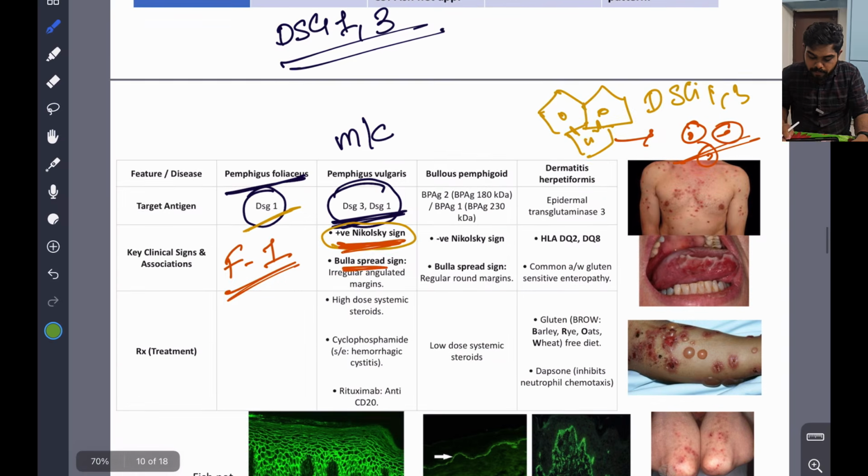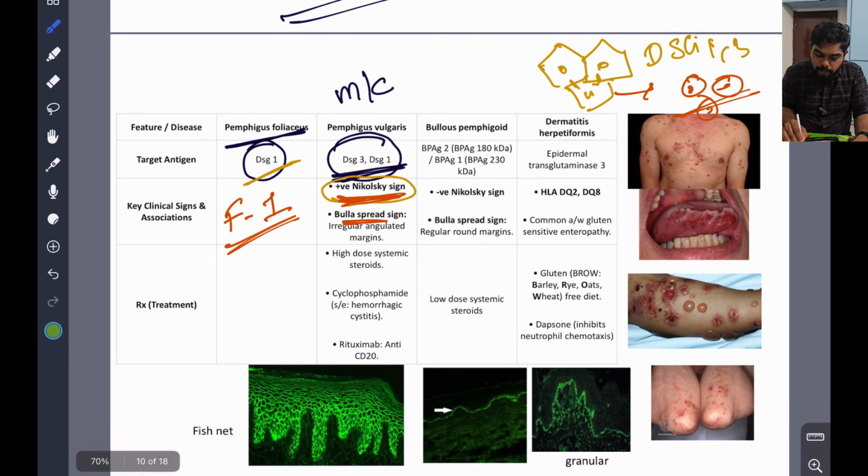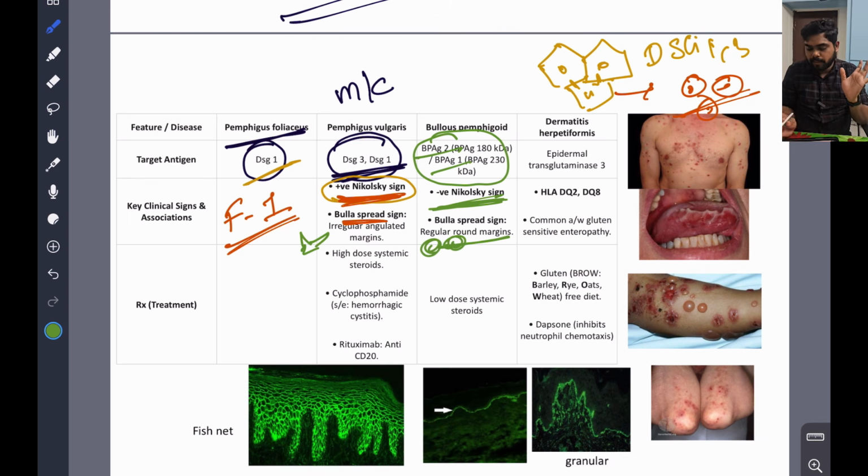Now, in bullous pemphigoid, the targets are bullous pemphigoid antigen 1 and 2. It's not asked separately. Here the Nikolsky sign is negative. And the bulla spread sign has regular round margins, whereas pemphigus vulgaris has irregular angulated margins. Here, regular round margins are there. Okay. Clear. Just see, it is a negative Nikolsky sign.